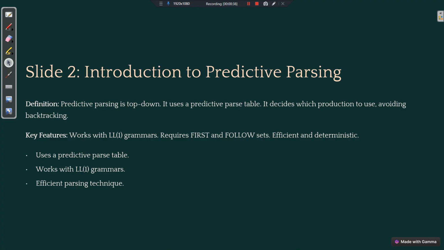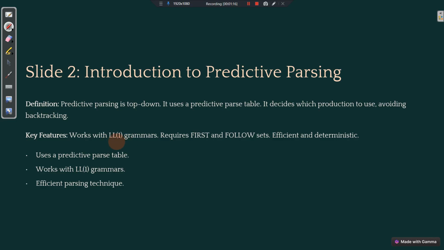It is a top-down approach. That means we will have some context-free grammar production rules, and we will start from the starting variable of the rules to predict whether the given sequence of tokens we got from the lexical analysis can be derived from the grammar rules or not. It decides which production rule to use, avoiding backtracking.